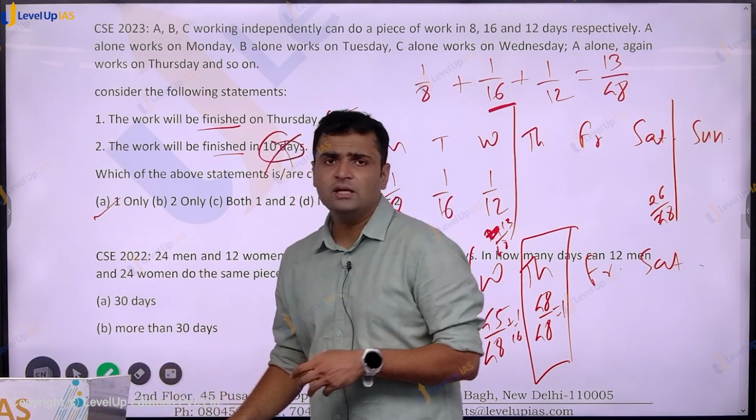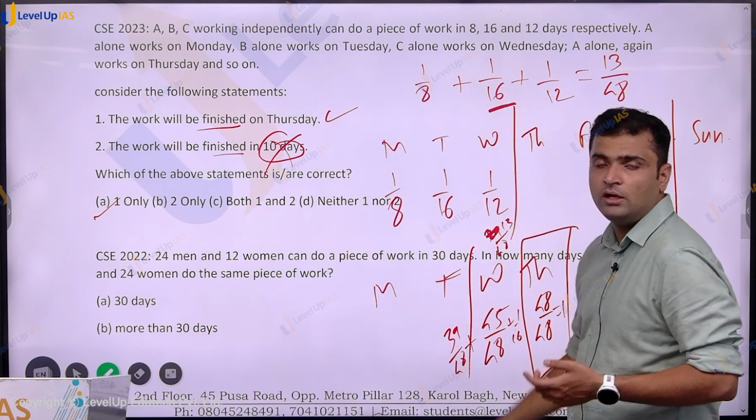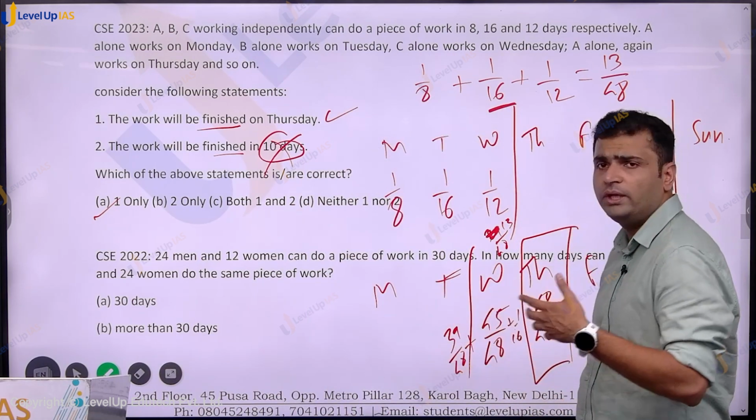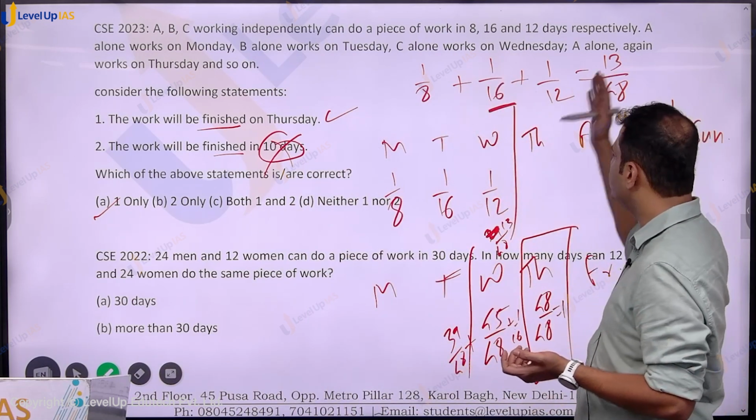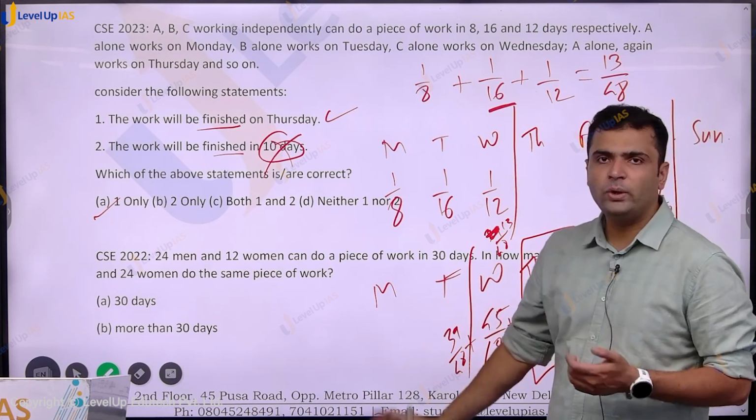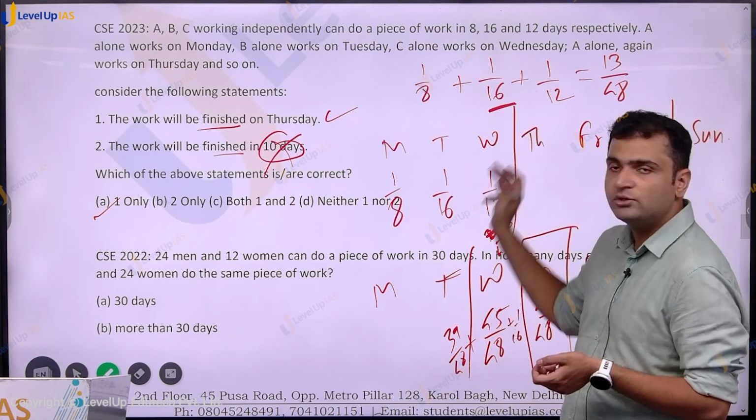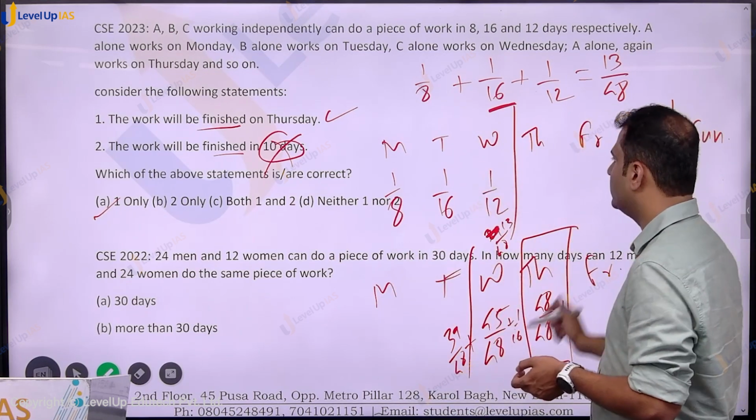I hope you understand. You just have to keep adding the fraction till it becomes 1. And to ease the calculation, we have added these 3 of them, and then we are looking for when to start adding individually and not club it.